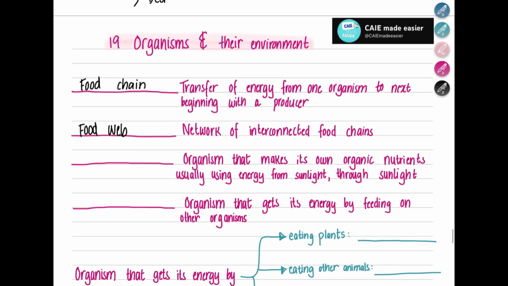Now, an organism that makes its own organic nutrients, usually using energy from sunlight through photosynthesis, not sunlight, photosynthesis. Obviously, that is going to be a producer. All green plants are producers, and basically producers are like our mediator between the sun providing sunlight and us getting food from plants, right? Producers are the first organisms that can create their own food, and the food chain starts from the producer.